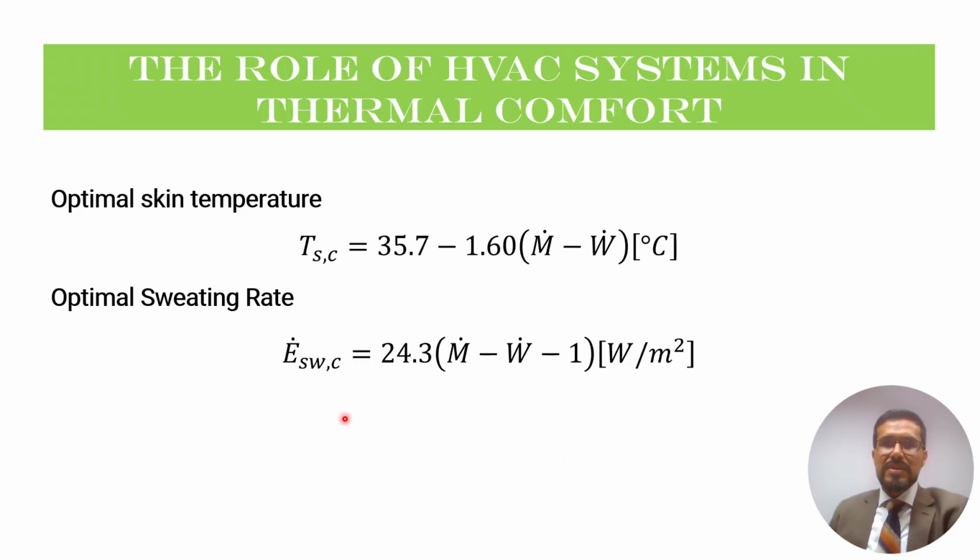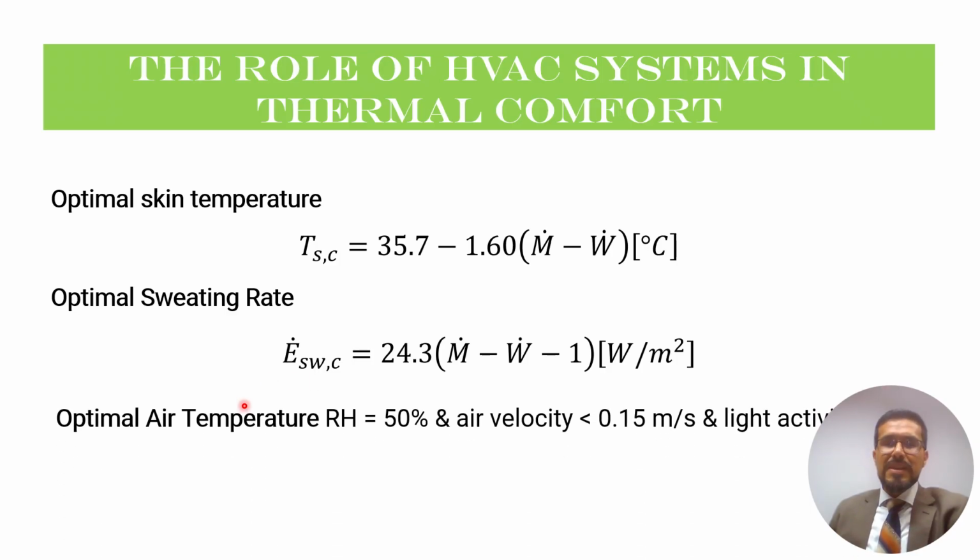But then we also know that there is an optimal sweating rate. This means the energy that we lose by our sweat. And the higher the metabolic rate, the higher this optimal sweating energy rate is. But this sweating rate, so the rate at which the person is going to evaporate sweat, also depends on the temperature of the room. And then the optimal air temperature.